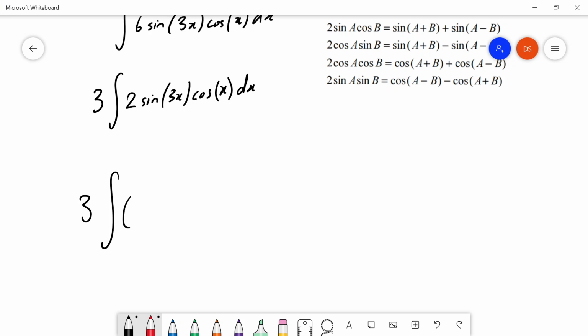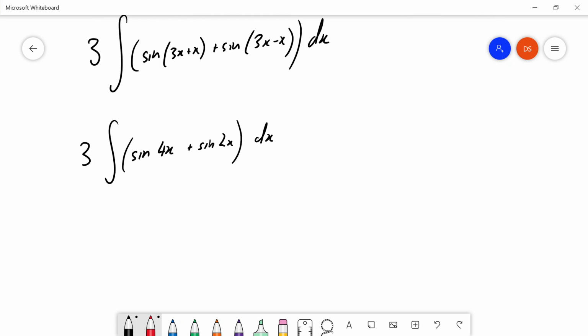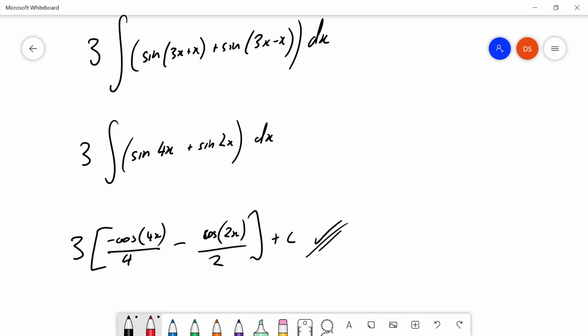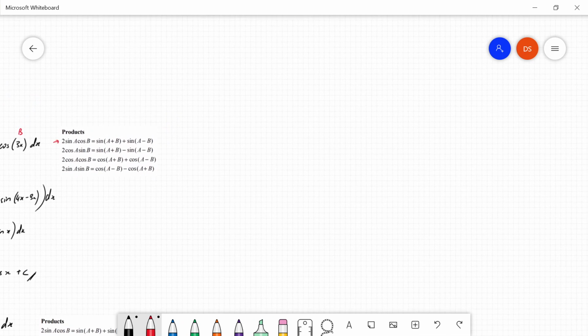So we'll get sine A plus B plus sine A minus B dx. So we must integrate sine of 4x plus sine of 2x, both of which are very easy to integrate. So we get 3, negative cosine 4x over 4 minus cosine 2x over 2, all plus c. And that's how you do that one. Alright, I hope you can use this in questions that might seem a little bit more tricky.